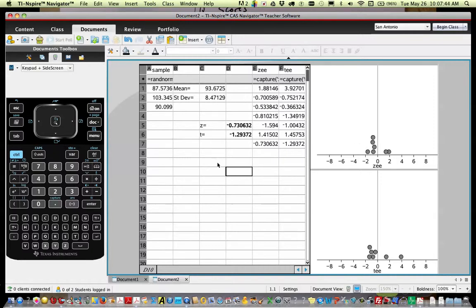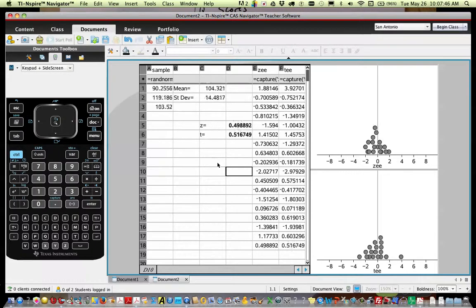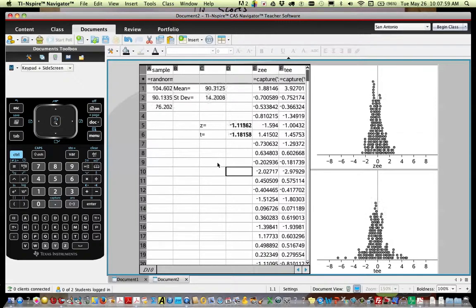formulas. All right, so if I keep doing this for a while, this is just producing hundreds and hundreds of these samples and calculating t statistics and z statistics. And if I let this run for a while, we should start to see some similarities and some differences in these distributions. Okay, that should be enough for us to get kind of an idea what's going on.